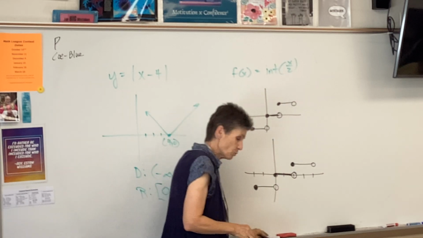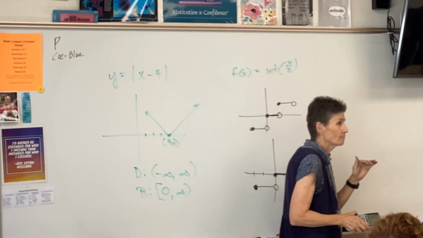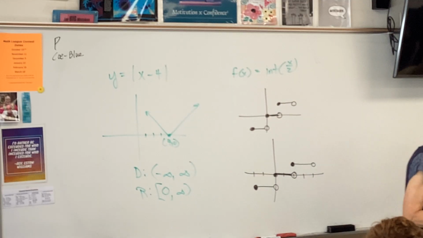All right, now let's do it on our calculator. So remember where you got absolute value? You're going to get INT in the same column. So you're going to type in y equals INT, x over 2, and hit graph.